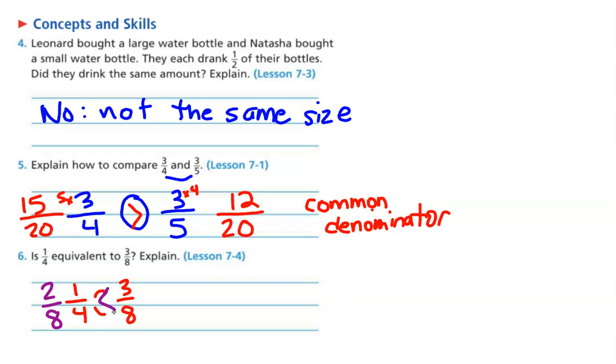And as far as an explanation goes, you could say something like, the denominators need to be the same to have a common denominator, and then that way you can compare your numerators, and 3 is greater than 2. Something along those lines. No big deal.